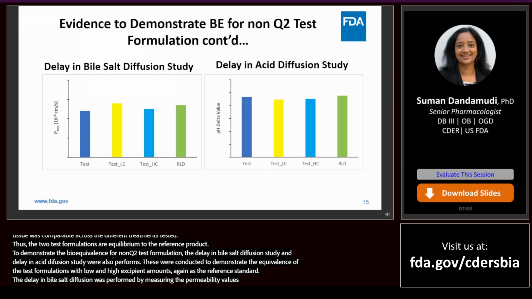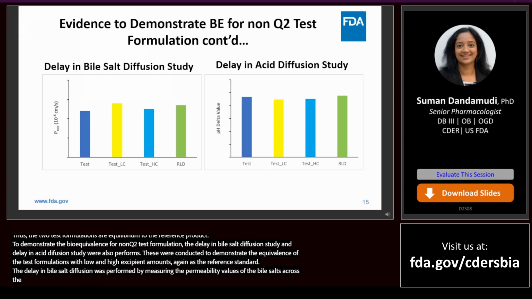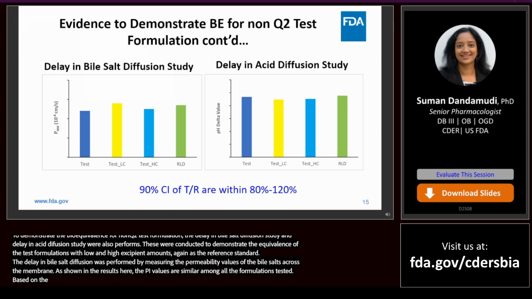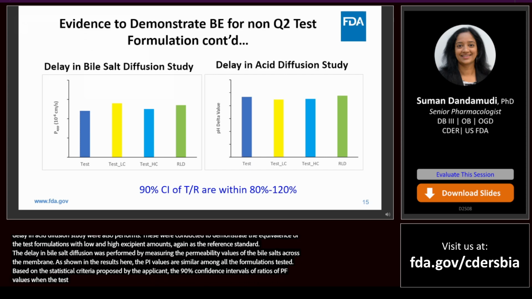As shown in the results here, the PF values are similar among all the formulations tested. Based on the statistical criteria proposed by the applicant, the 90% confidence intervals of the T by R ratios of PF values are within 80 to 120% when the test product is compared with the reference product, and additionally when the altered formulations were compared with the RLD product.